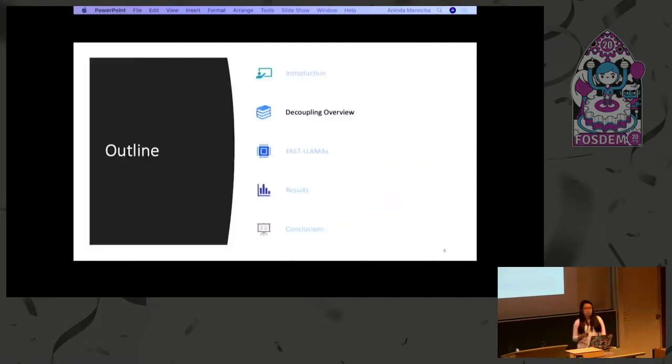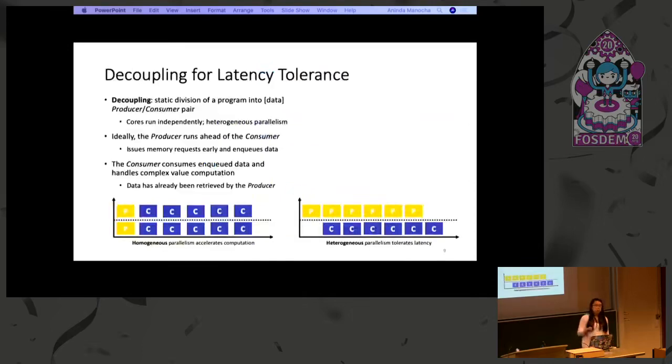First, I'm going to give a brief overview of the decoupling technique. Decoupling is a technique where a program is statically divided into 2 independent instruction streams. One of these streams is mapped onto a producer core, and this core is responsible for all memory accesses and the necessary address computation for these accesses. And then the consumer core is responsible for all the value computation. So these cores run independently and in parallel, and this creates a form of heterogeneous parallelism.